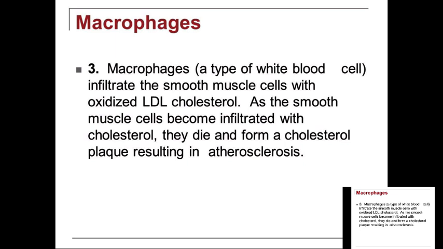Macrophages have many different names. When they're in the liver, they're called Kupffer cells. When in the brain, they're called microglial cells. When they're in the lungs, they're called alveolar dust cells. When they're in the skin, they're dendritic cells. So when they engulf oxidized LDL, they're now called foam cells. So these macrophages, which are a type of white blood cell, are going to infiltrate. They're going to move into the smooth muscle cells, and they're going to look for this oxidized LDL.